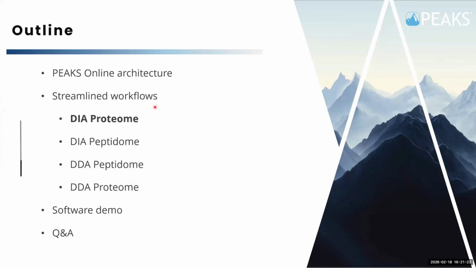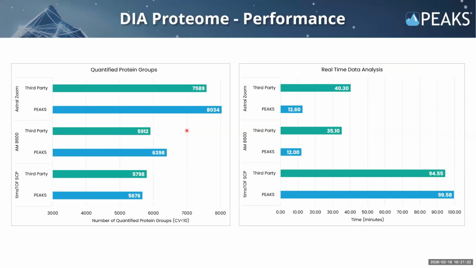So let's talk in a bit more detail about the DIA Proteome workflow and updates to this workflow. The first really being performance. So we've really improved the speeds. Just on the graph on the right here, this is our real-time data analysis and the time it took. And with more and larger data, this is really the focus for many researchers: the speed of the analysis.